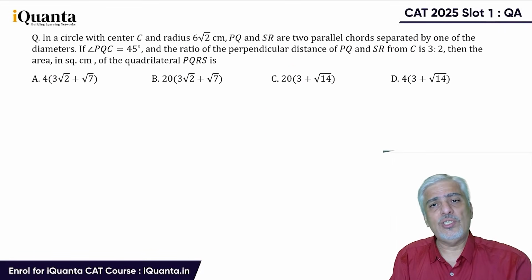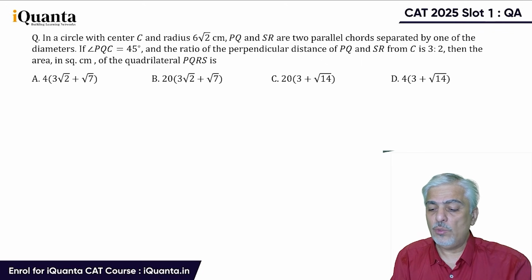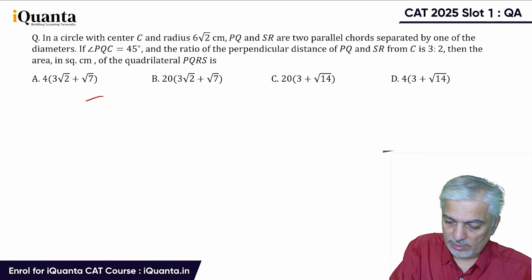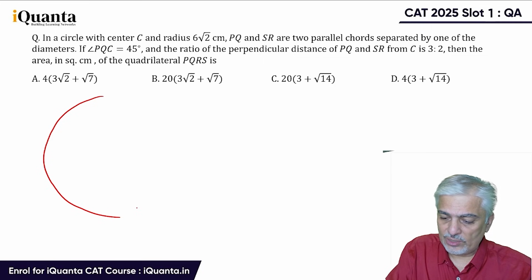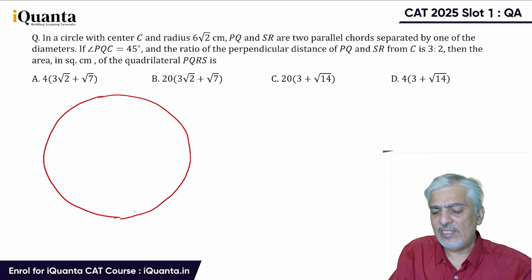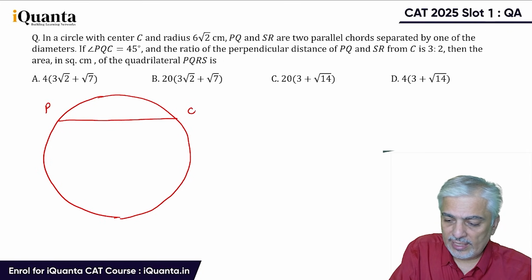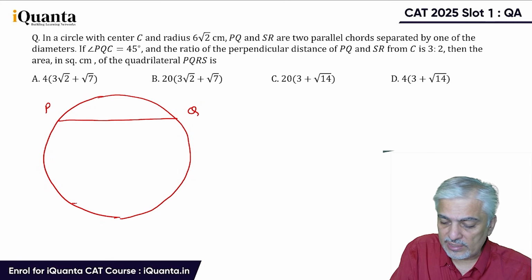Let's have a look at the next question, a question from geometry. They told us, in a circle with center P and radius 6 root 2, PQ and SR are two parallel chords separated by one of the diameters. So initially when I read the question, I thought it was going to be a standard question of two parallel chords. It was not very standard, but it was not very difficult also. So let's say this is one chord, let's call it PQ, and there's one more chord which is SR.